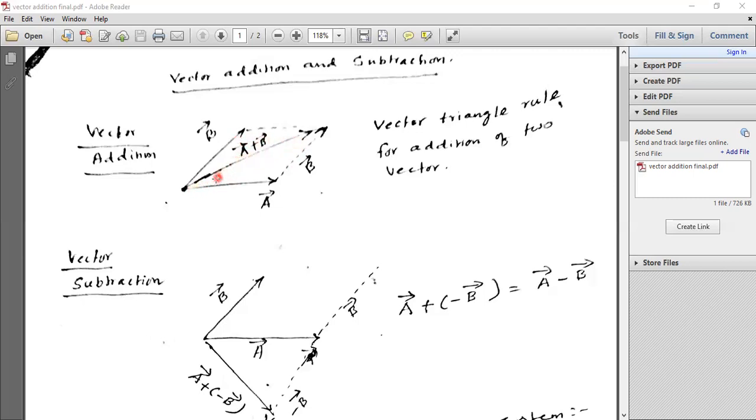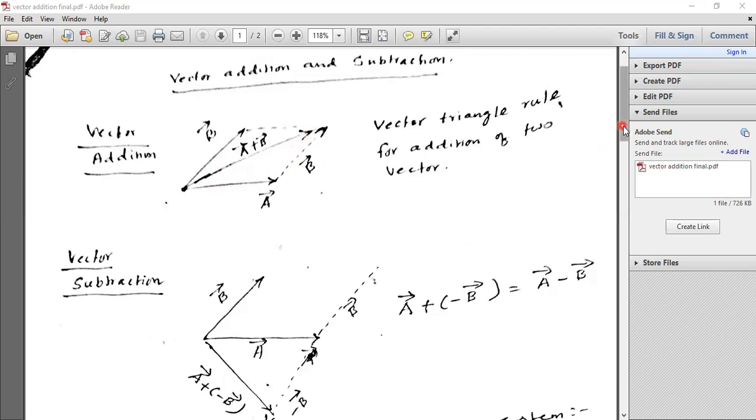This line represents the resultant vector, that is the sum of A and B. So I am drawing this parallelogram by drawing a line parallel to B. It is as it is B vector. And I am completing this line, that is equivalent to A vector. Now A vector plus B vector is given by this vector, that is the resultant vector or sum of A and B vector.